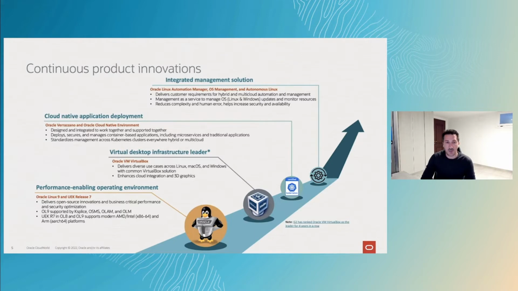And today, Oracle Linux 9 and the Unbreakable Enterprise Kernel Release 7 are available for both x86, so AMD and Intel platforms, as well as ARM, so AArch64, right? So the same Oracle Linux is there for all of those platforms, and there's no real difference between the releases we have there.